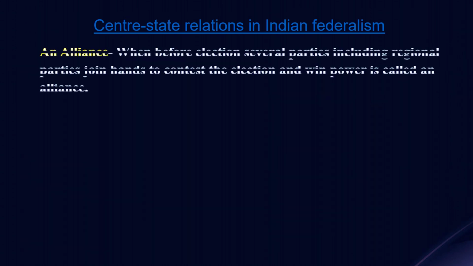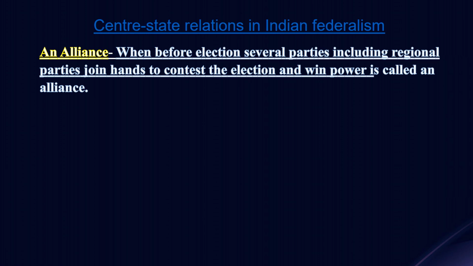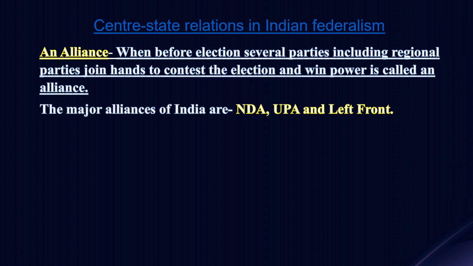And what is an alliance? An alliance is when before the election several political parties, including regional parties, join hands to contest the election and win power. When after winning, the alliance forms a government, this government is also called a coalition government. The major alliances of India are NDA, UPA and Left Front. NDA is a group of 31 political parties.